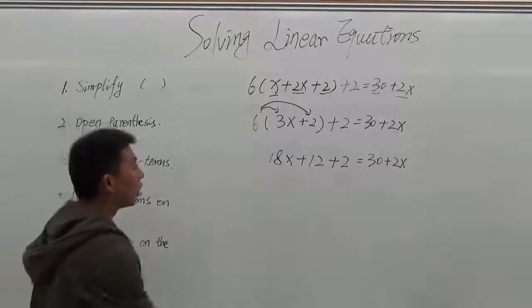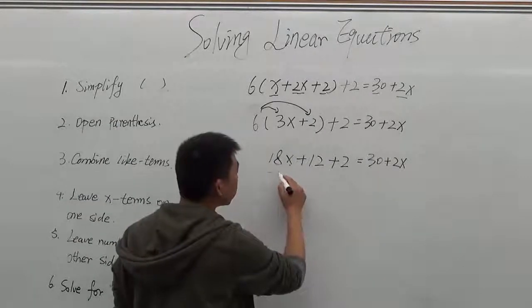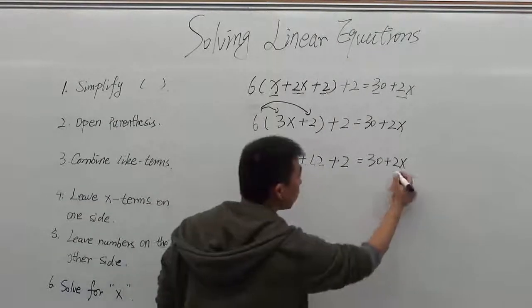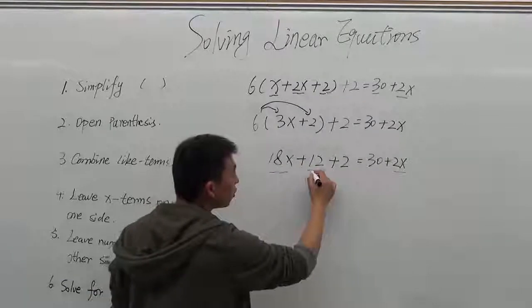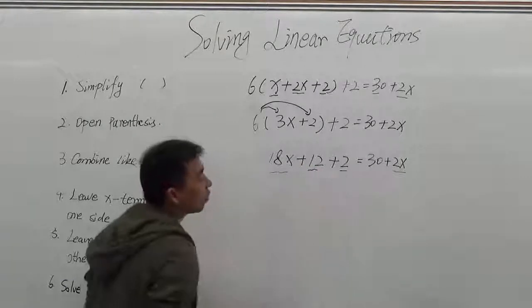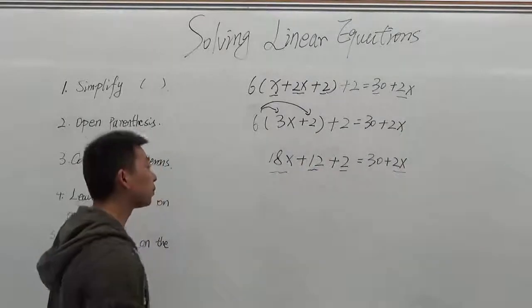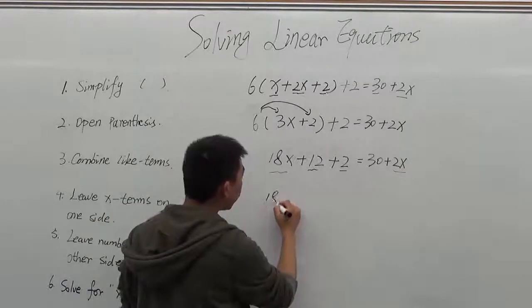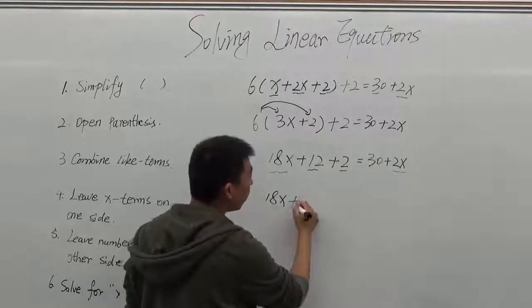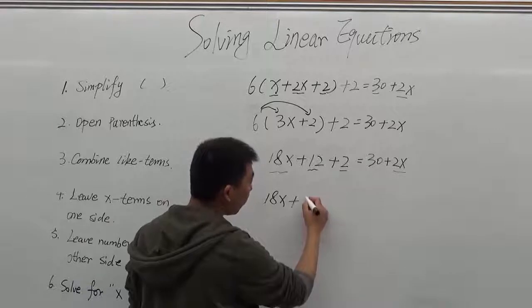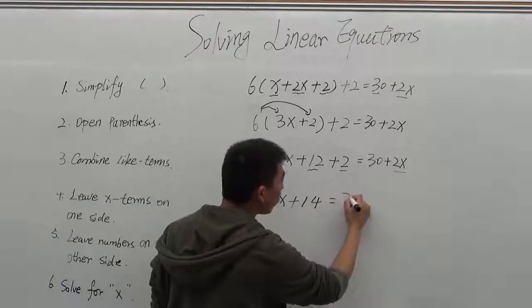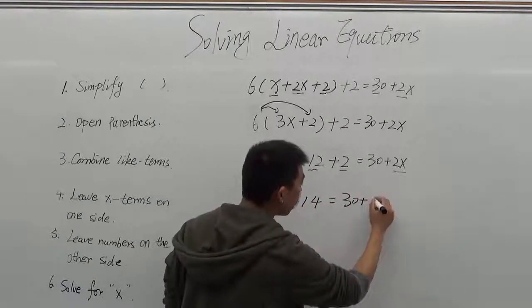As you can see here, there is a term that has x, and also here, but on different sides. But here there are 2 numbers. Then like terms, we can combine them. So here's 18x, just copy it down. Then 12 plus 2 gives 14, equals 30 plus 2x.